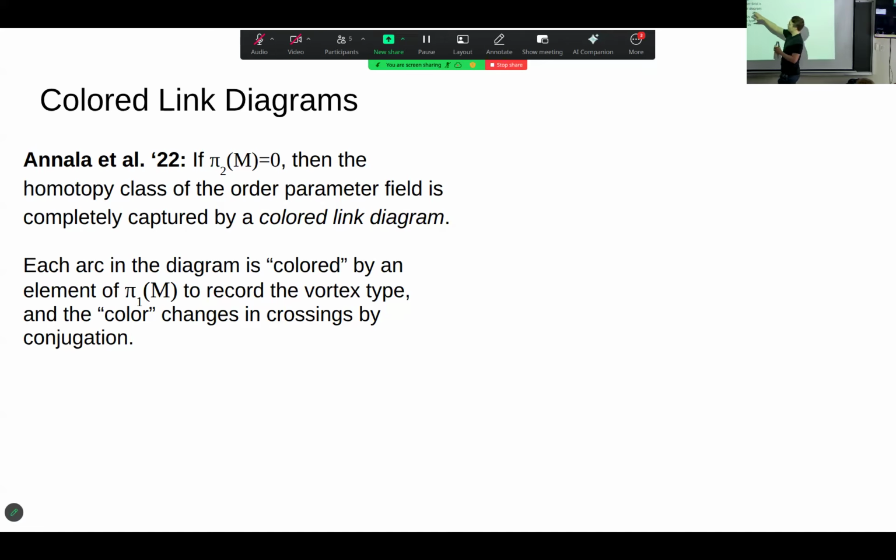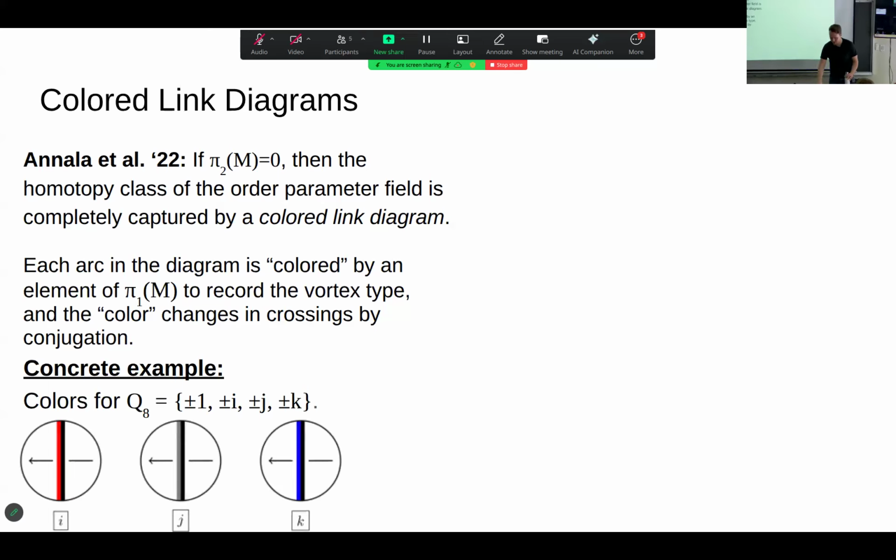And in this situation, you can completely capture the homotopy class of the order parameter field. So you understand it completely up to continuous deformations by a colored link diagram. Let's look at a very concrete example with this same group: depending on which group element we take, we can assign a bicoloring to the vortex that records which element it corresponds to.